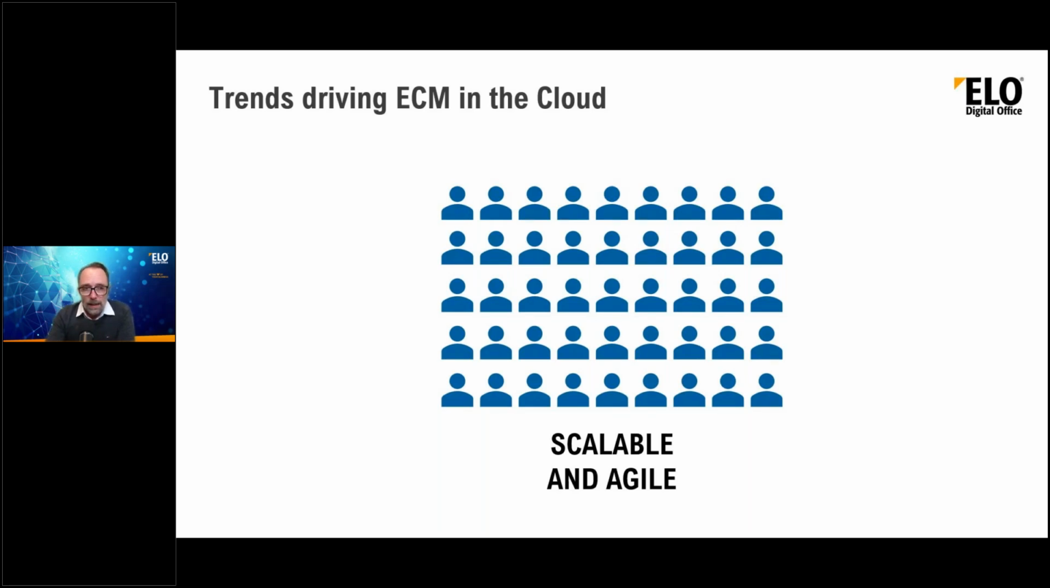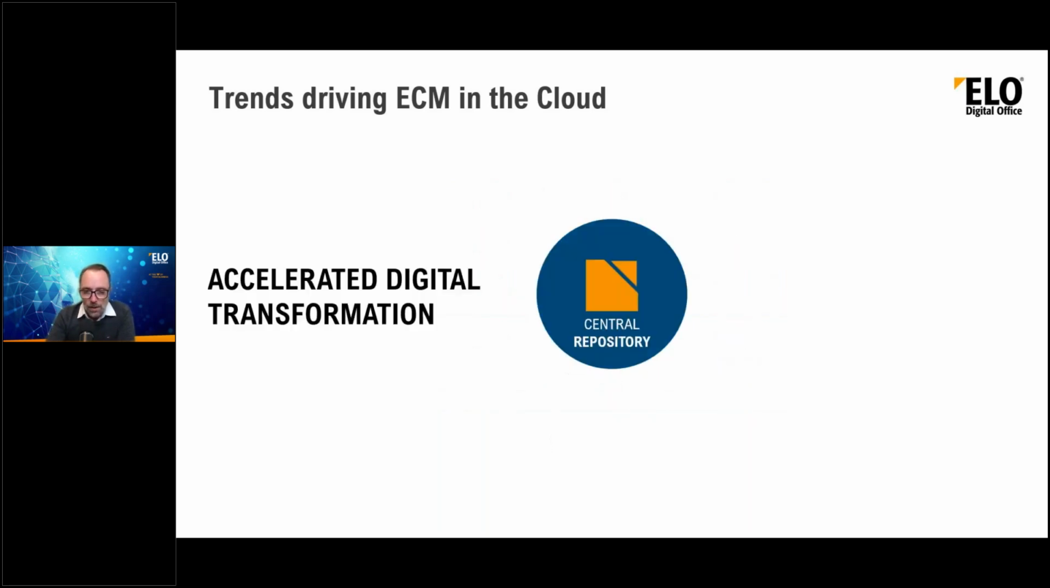it's accelerated digital transformation because you can start with it right as you want to. So you're using the cloud, or you start using the cloud, and then you can start your digital transformation from your paperwork to a central repository where you can file your documents and folders and information in it. So those are just some examples for trends driving ECM in the cloud.